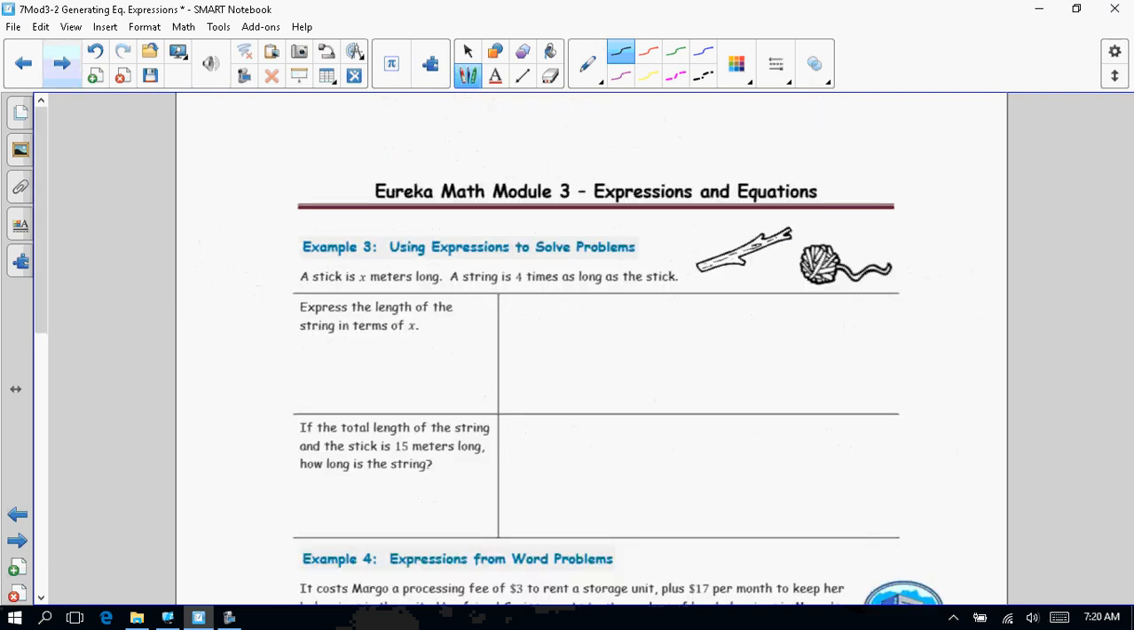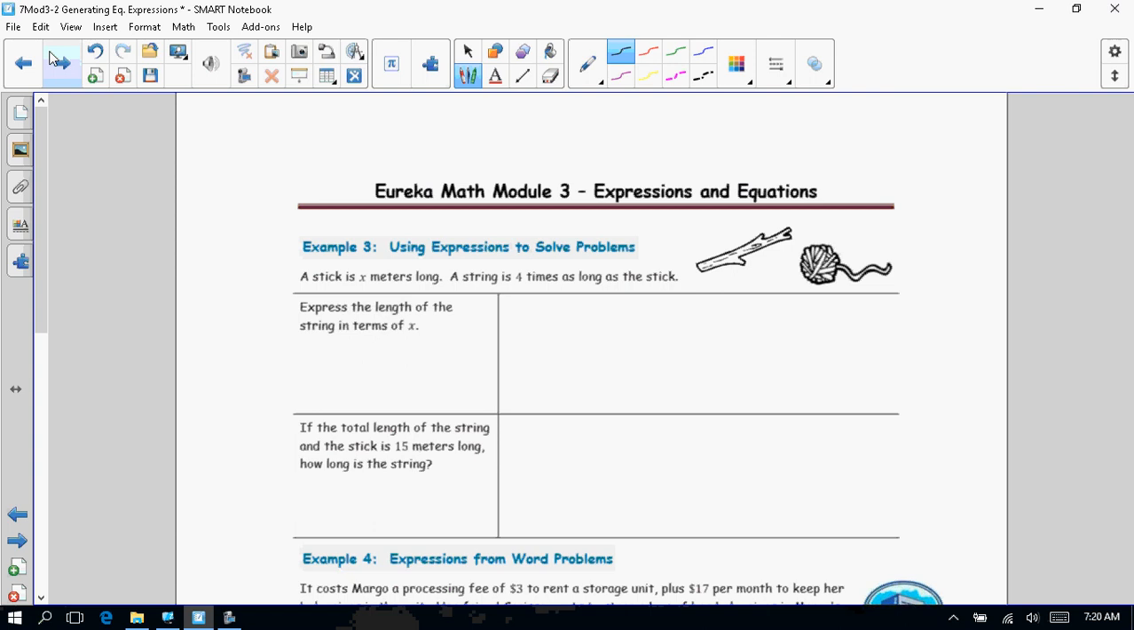Page 10, example 3, using expressions to solve problems. Okay, here we go. Let's plug in and make it a little more real world. I don't know how real world this is though. A stick is X meters long. I don't know how long this stick is, right? You're walking through the woods and you find a stick, and you don't know how long it is. A string is 4 times as long as the stick, right? So you're now at home with this stick trying to make something, maybe like a fishing pole or something. And you're going to just make your string 4 times as long as that.